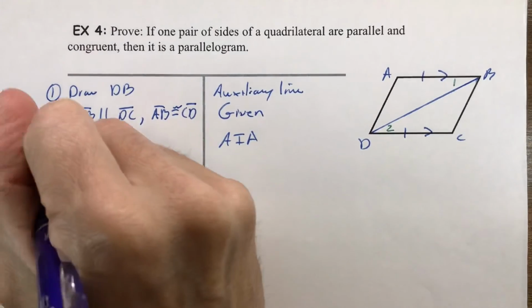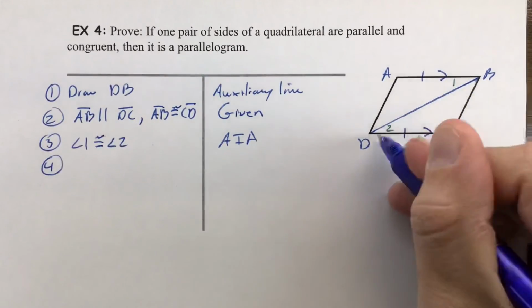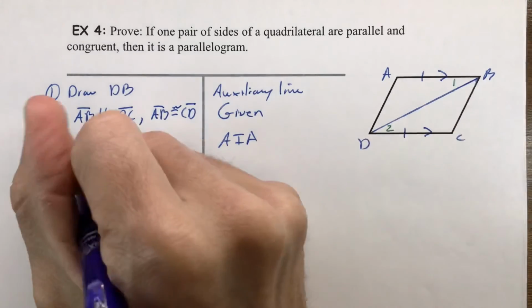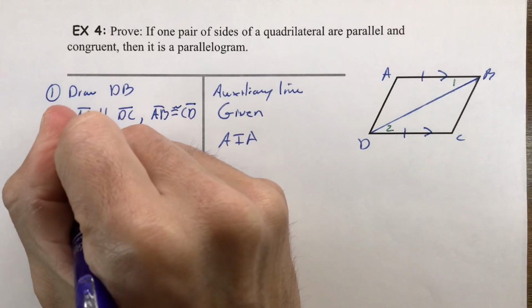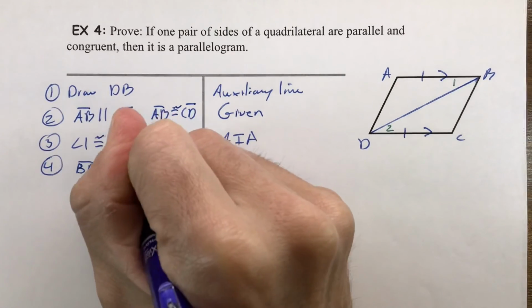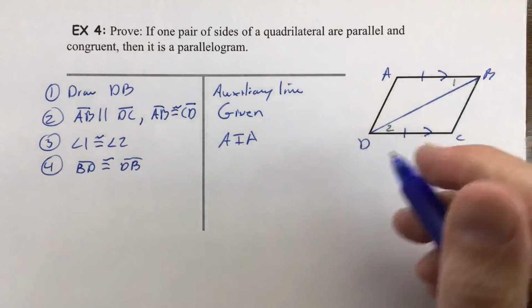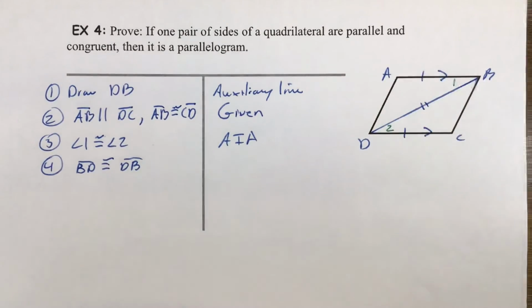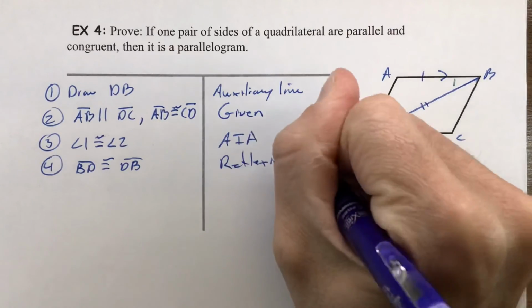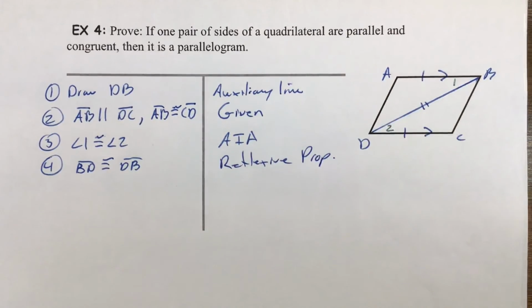All right, 4, that diagonal is congruent to itself. Okay, I'm going to call it BD for the top one. BD is congruent to DB. That is the reflexive property. Let's just add a little markings on there, just so there's something there. All right, reflexive property.